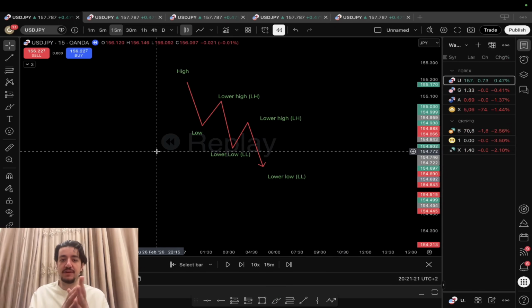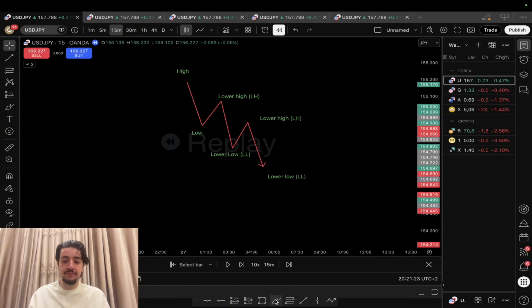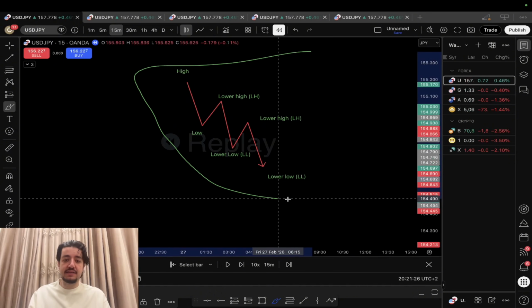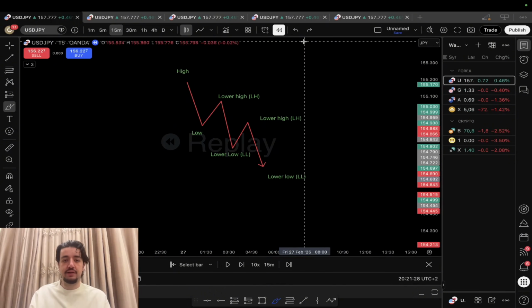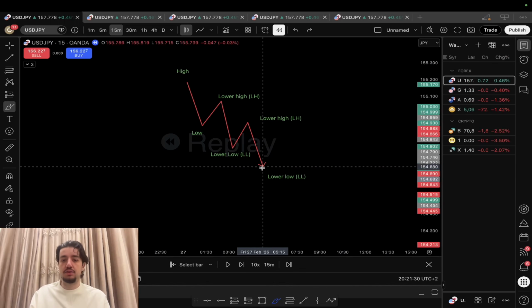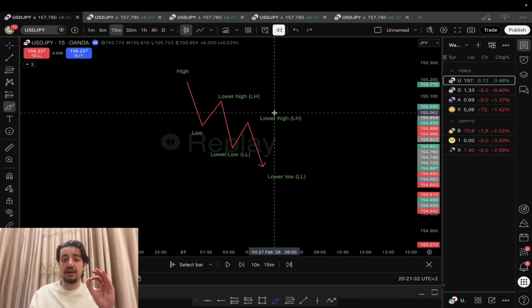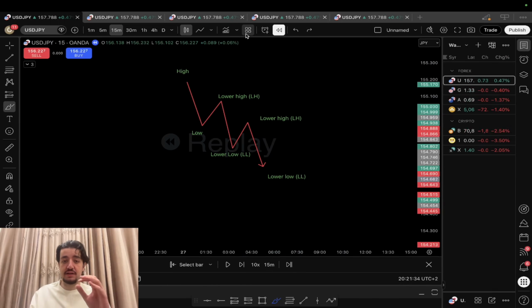Just because I forgot to mention this. So this right here is how an external downtrend looks like. You see high, low, lower high, lower low, lower high, lower low. That's how an external downtrend looks like. Okay?